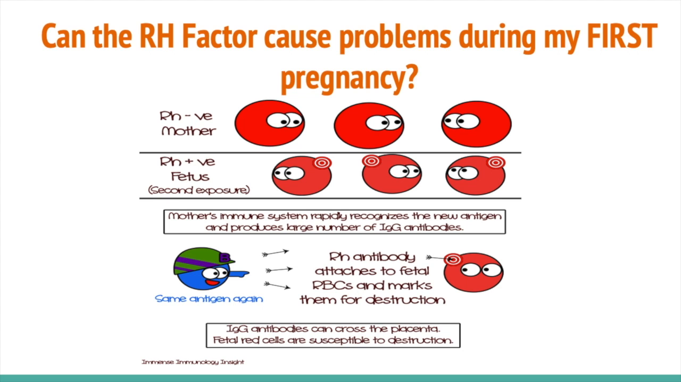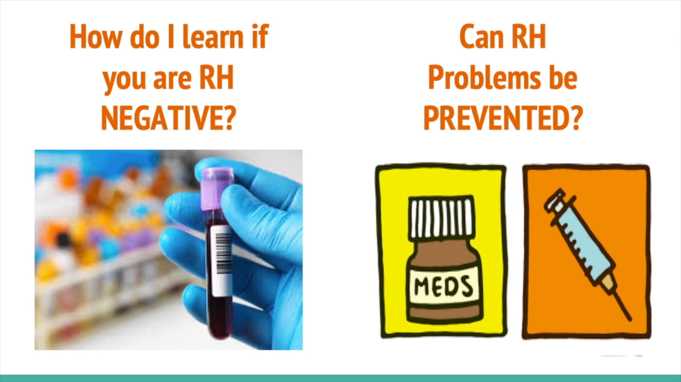So how do you learn if you are Rh negative? A simple blood test can be done to determine your blood type and the Rh status. Usually when you're pregnant, this sample is taken at your OBGYN's office, and it's usually known as the first prenatal visit. Another blood test is called an antibody screen, and that can also show if you're an Rh negative woman and have made antibodies to Rh positive blood.